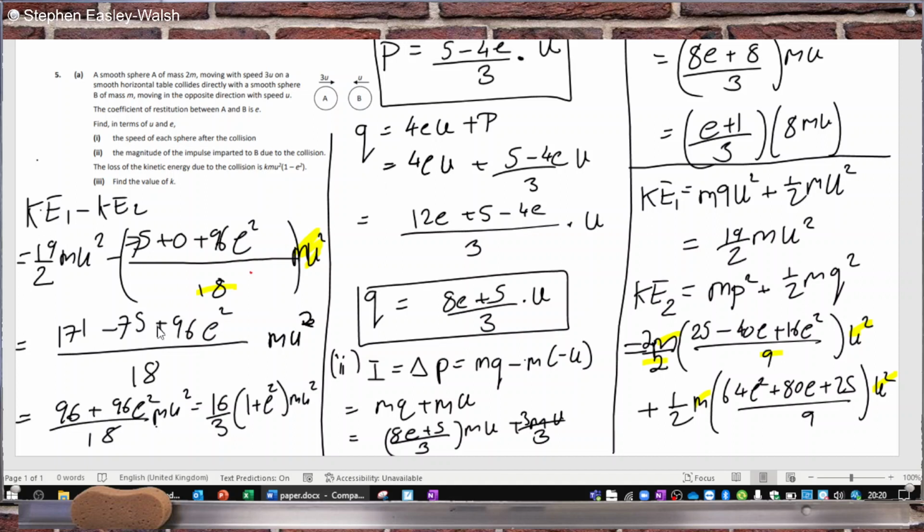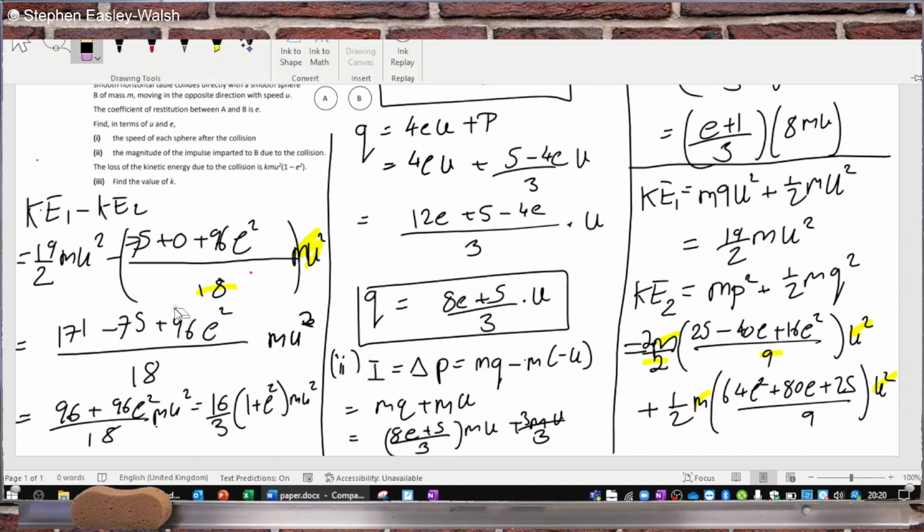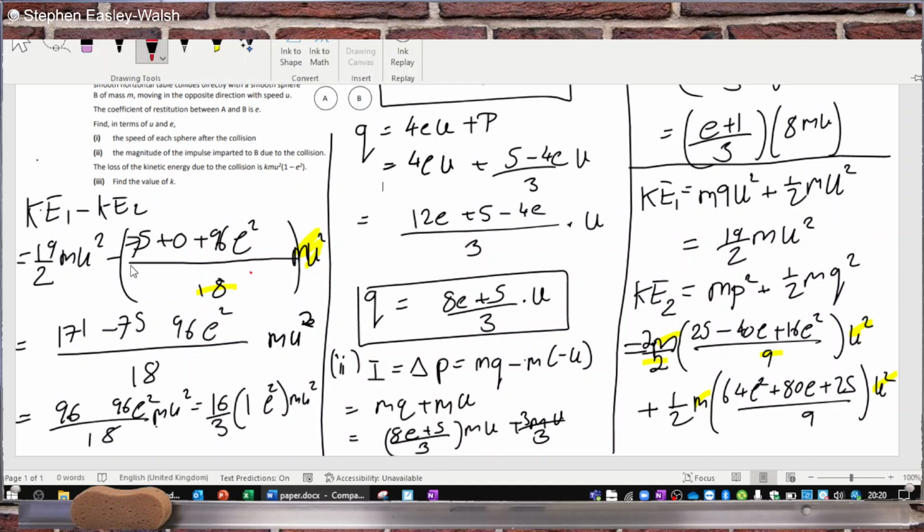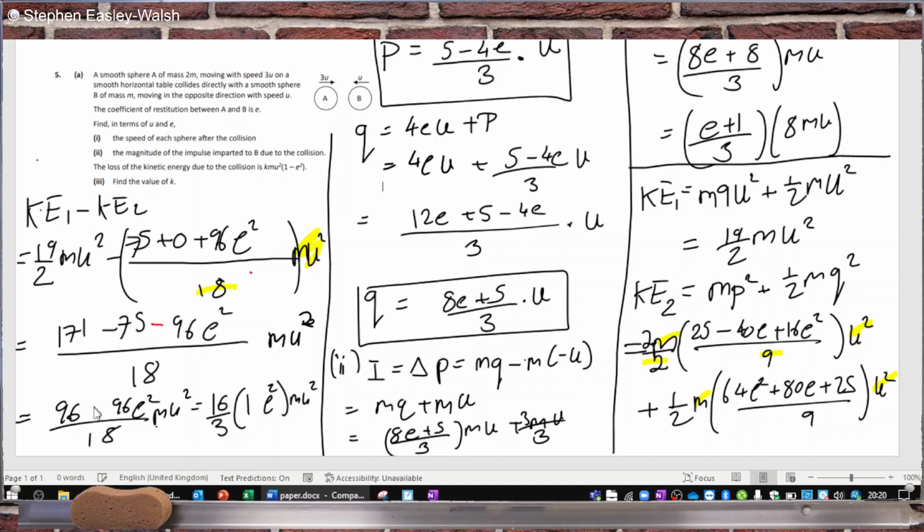Oh, did I mess up my sign? It's been going so well. Oh, I forgot the minus on the brackets. The minus went on everything here. So I've got the 1 minus e squared, I've got the mu squared. So therefore the k is 16 over 3.